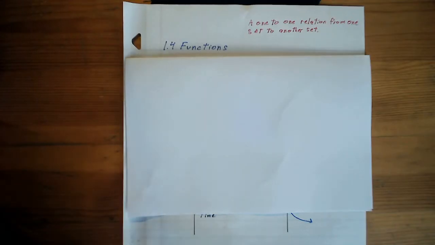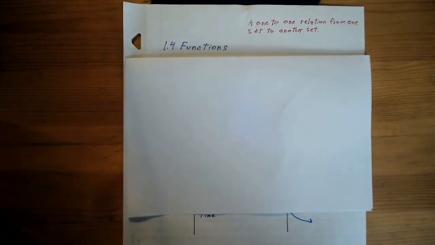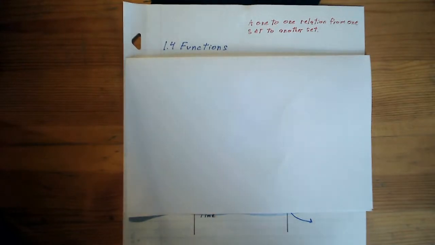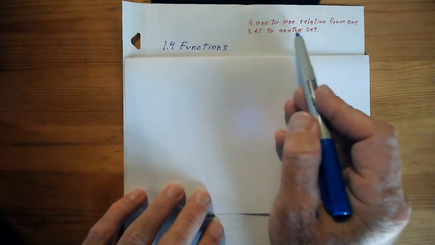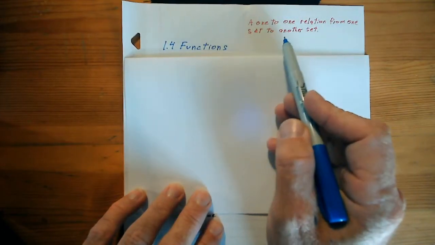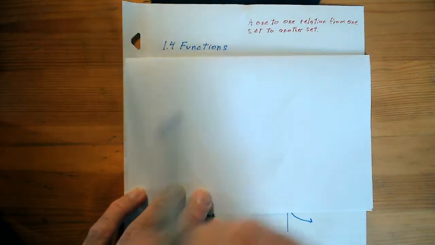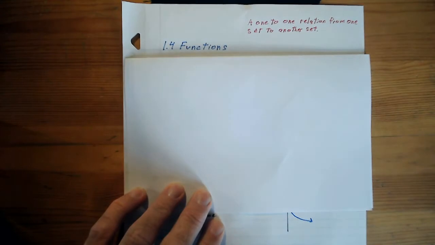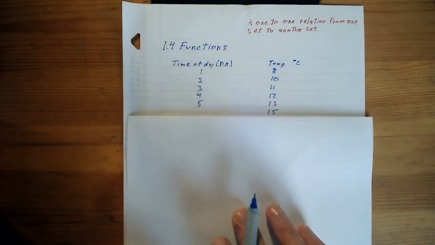Hello everybody. Let's do a deep dive into functions. This is section 1.4 in the pre-calc book. You may have heard functions defined as a one-to-one relation from one set to another set. That's sort of the technical definition of a function, put kind of simply. But what does that mean? So let's see an example here.